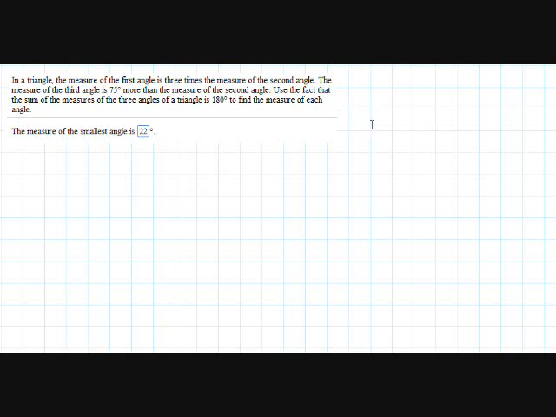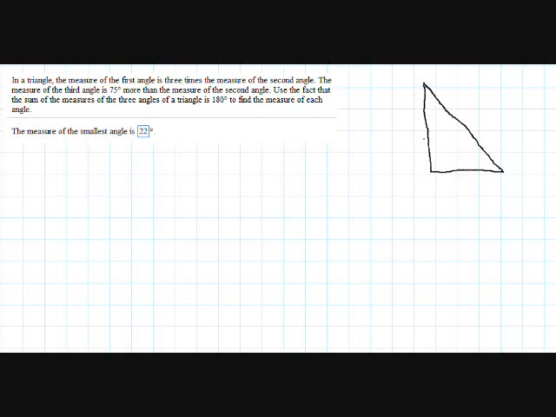So, let's look at this. And since it's talking about a triangle, let me draw a triangle. This is going to be fairly crude here, and you'll see why as I draw it. Here's our triangle, and it could be any shape.